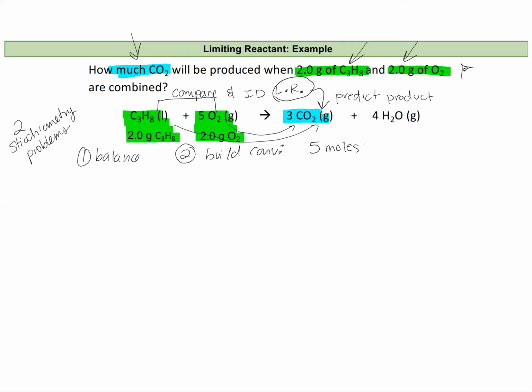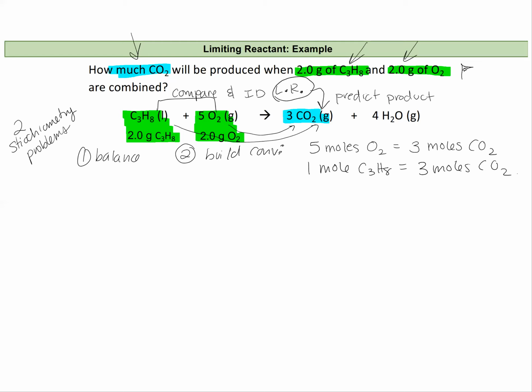So I'm taking that coefficient of 5 in front of oxygen. So 5 moles of O2 will be equal to that coefficient 3. So 3 moles of carbon dioxide. And I'm also going to need the 1 mole of propane would be equal to 3 moles of carbon dioxide as well.